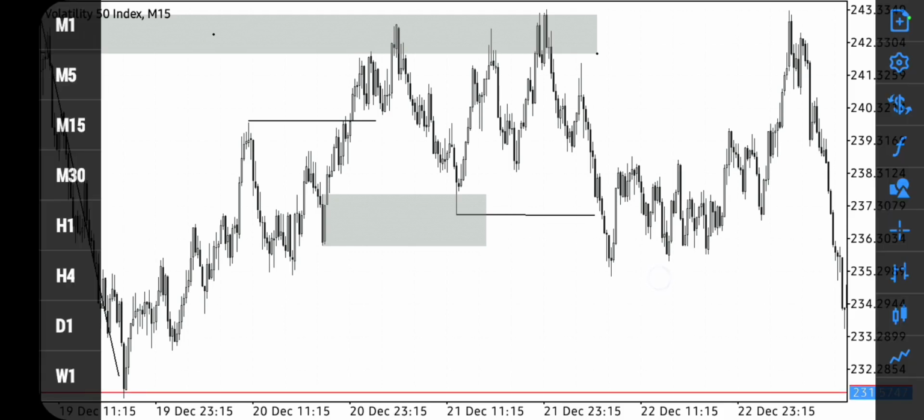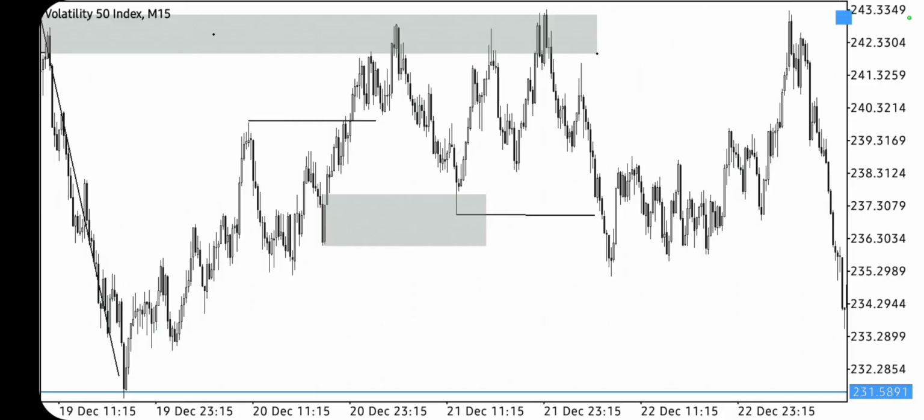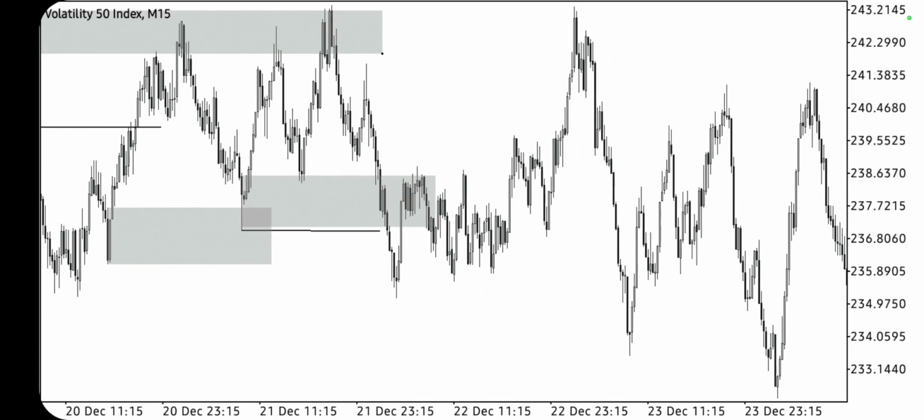So here we have the first POI, which is the secondary point of interest. We had the first secondary point of interest, and the market respected the breaker block. And after the market respected the breaker block, we did not break this low. We did not break this. And then we had a break of structure to the upside.